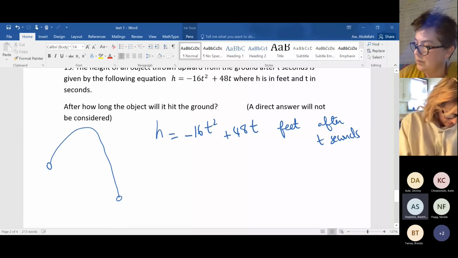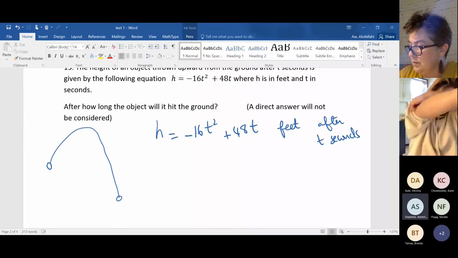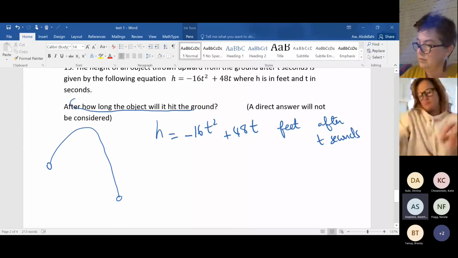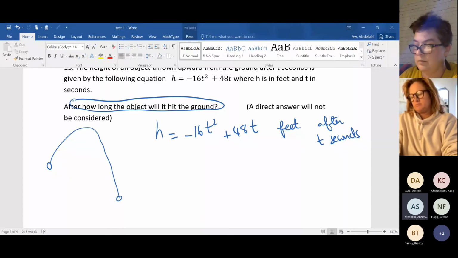Back in test number 1, about 2 months ago, the question we asked was, after how long will the object hit the ground? In test number 3, do you remember what question we asked last week? Maximum height. Exactly. We asked about the maximum. That was about the vertex.